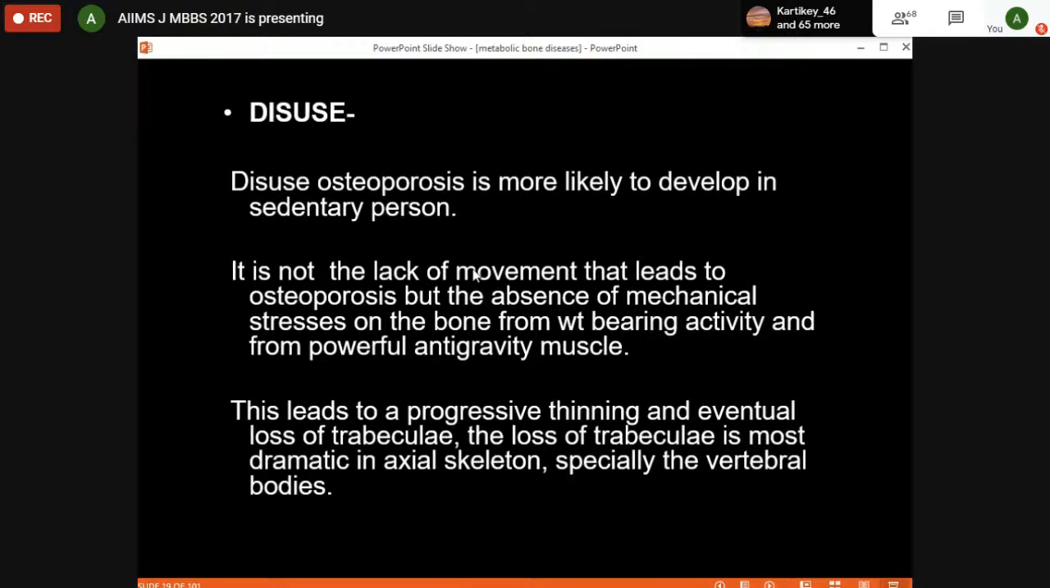So here you can see disuse, like in a fractured patient, a patient who has a fracture of some extremity or spinal cord or some spinal vertebrae. They can also be affected with the same osteoporosis because of the lack of movement of the anti-gravity muscles as well as weight-bearing activity of the body.